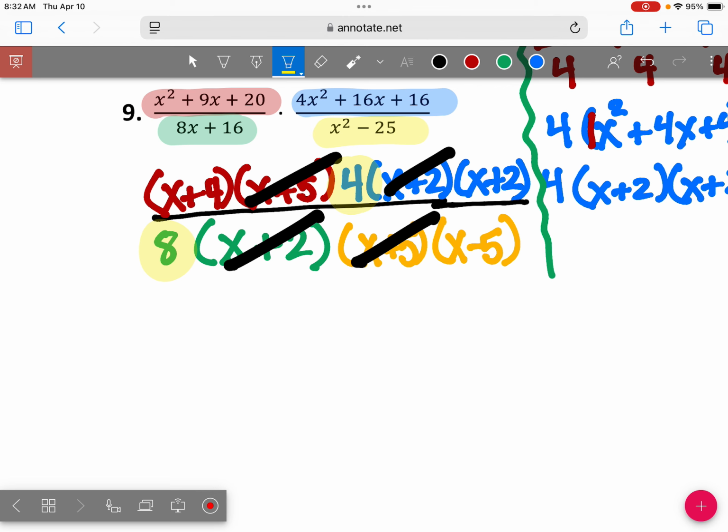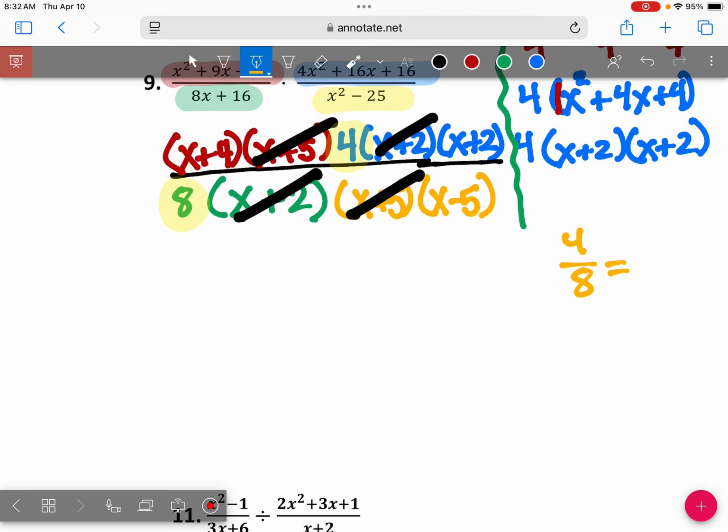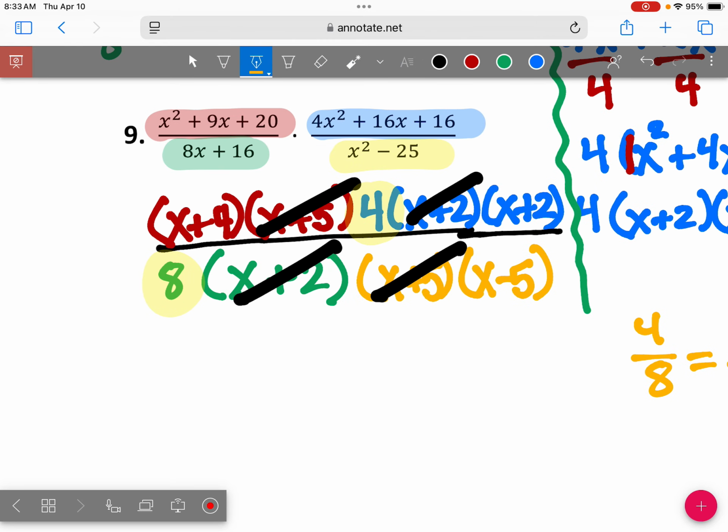So I'm going to talk about that because you have the fraction 4 over 8. And we haven't had one like that before. But I have 4 over 8. What can 4 over 8 reduce down to? What is that fraction reduce to? 1/2. So that means that this 4 is going to change to a 1 and this 8 changes to a 2.